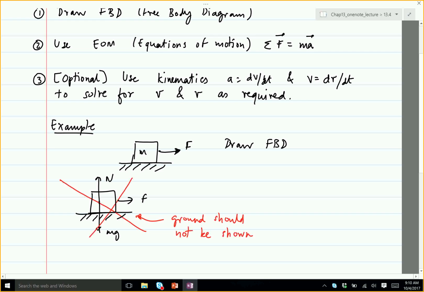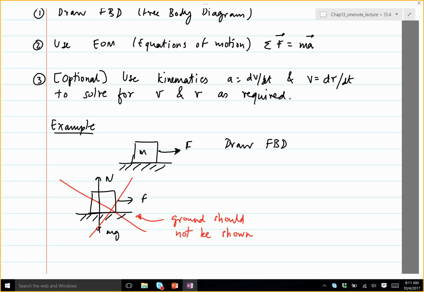It's perfectly fine to show the ground. If you show the ground, then you're not allowed to show the normal force and mg, because when the two interact, N and mg basically cancel the effect of each other. You can show a square. You can also show a dot. That's fine. If you're not comfortable drawing a square, you can draw a dot or something where it's clear.